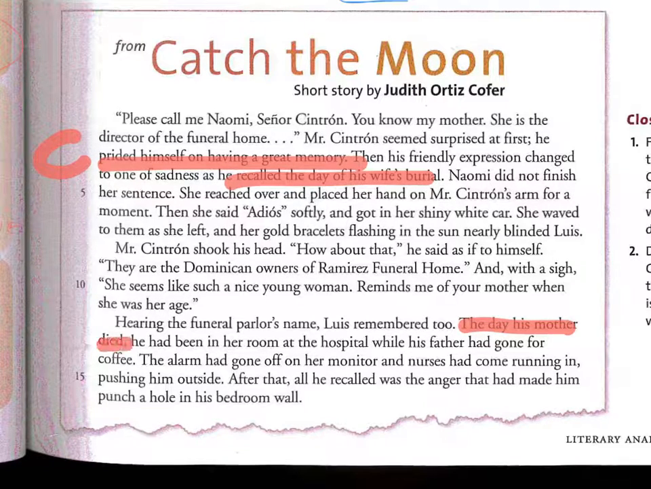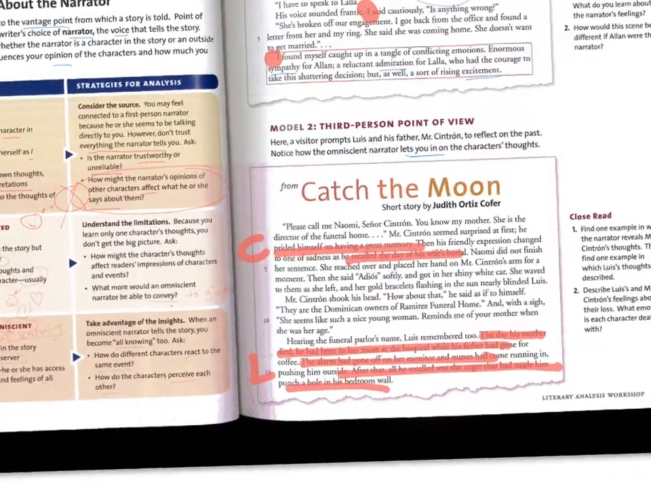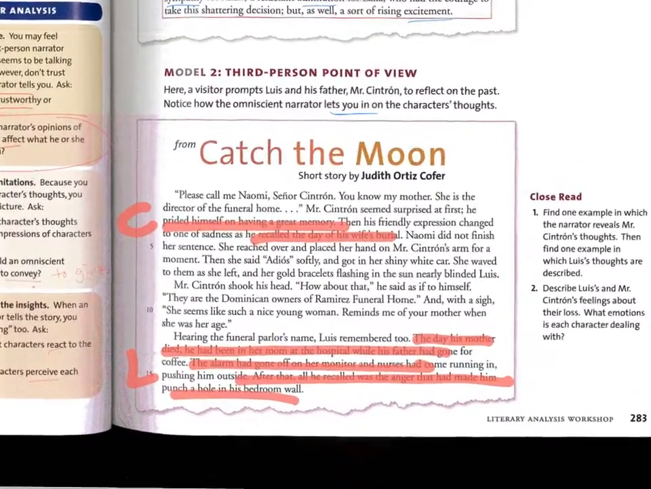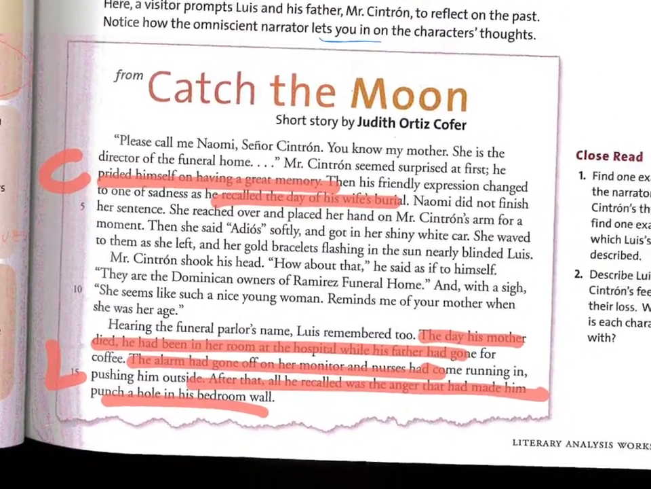He's remembering this day also. And he remembers how he put a hole in the wall. So in a very short passage, we get inside the mind of two characters. This is third person omniscient. The narrator is not part of the story. They're an outsider.